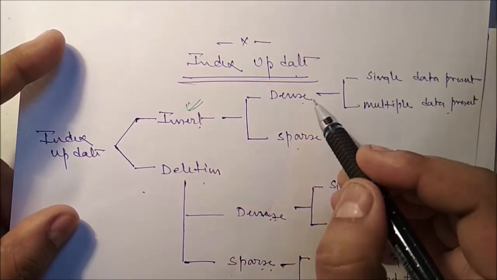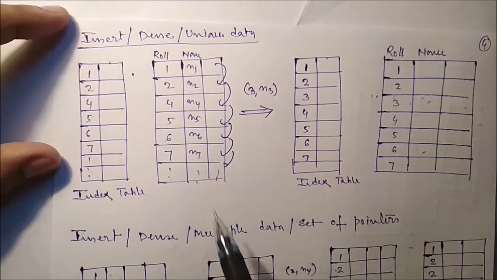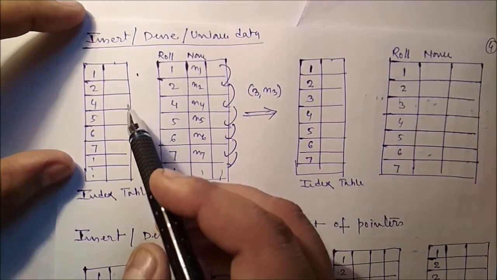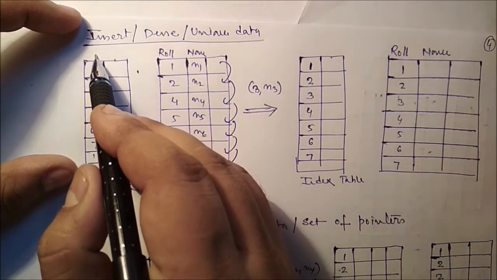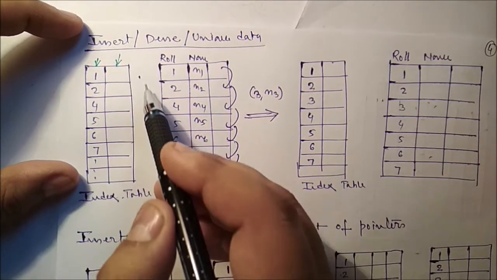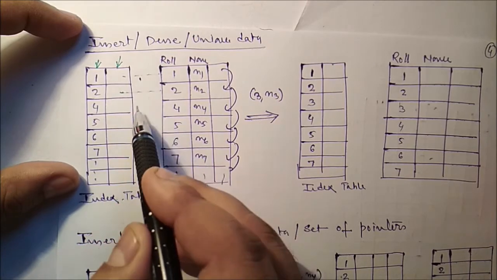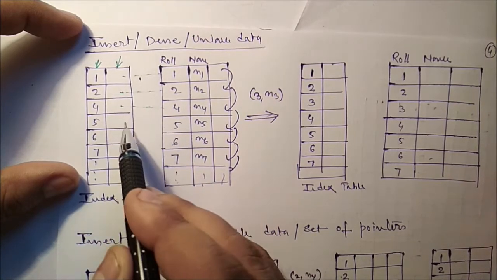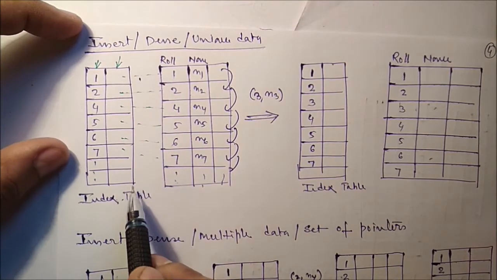Insert, and assume it is a dense index and single data present. Now we have to insert a data. Say this is our index table. Two parts are there: a search key part as well as the memory address. So roll number 1, here you store the address of roll number 1, roll number 2, then address of roll number 4, address of roll number 5, address of roll number 6, address of roll number 7. Are you getting this one?